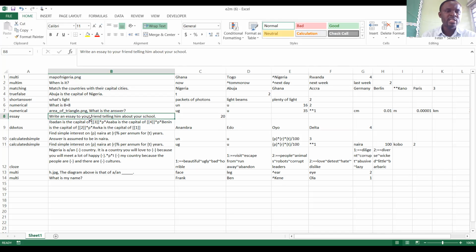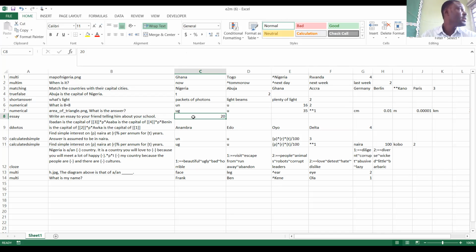And what's the question? Write an essay to your friend telling him or her about your school, okay? So that's that, no options here. Just give the total weight for that question in the third column, that is column C of your Excel sheet. So that's that, 20. So this row 8, it's an essay type of question. So that's why I have essay in the first column, the question itself in the second column, and the weight of the answer to the question in the third column. The weight must be an integer, okay?